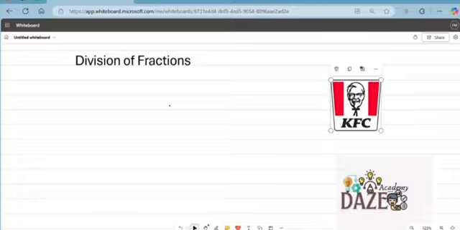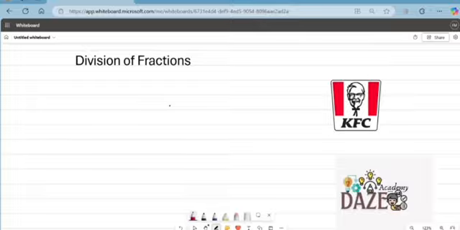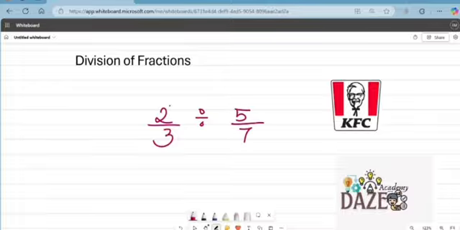So, we are going to do divisions of fraction. So, let's start with the number. Let's take a fraction first of all. So, 2 by 3. It is going to get divided with, let's say, some odd numbers maybe, or any kind of number is, to be honest, possible. Let's take 5 by 7.